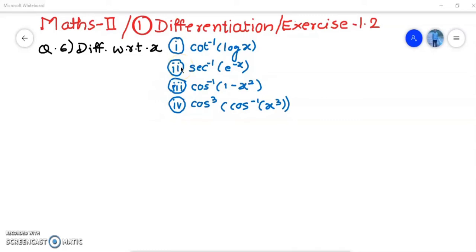These examples are taken from exercise 1.2 and this is question number 6. Earlier we have solved the previous questions. The cot inverse log of x, sec inverse e raised to x, these are different, e raised to minus x, in fact, cos inverse 1 minus x square, cos inverse of x cube, etc. Now let us solve these questions one by one.